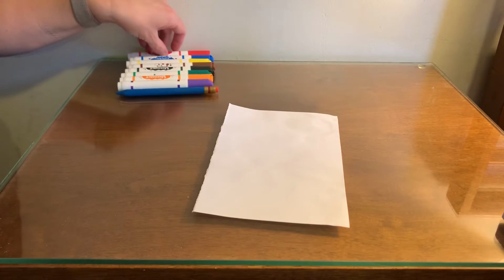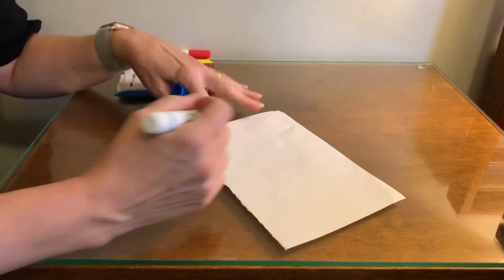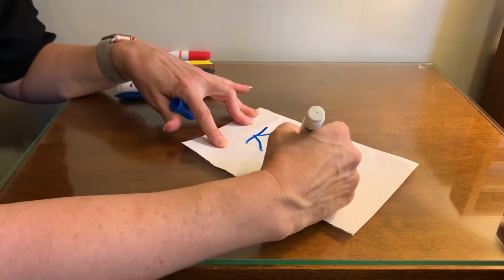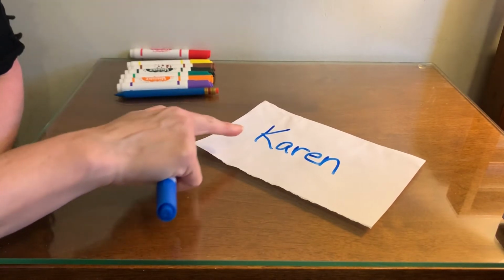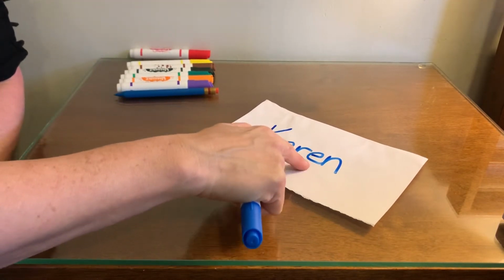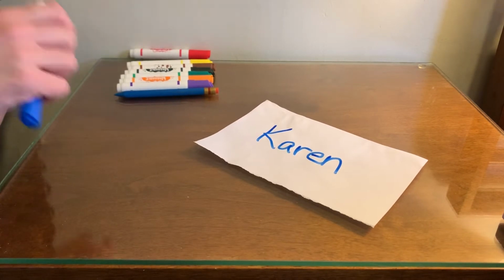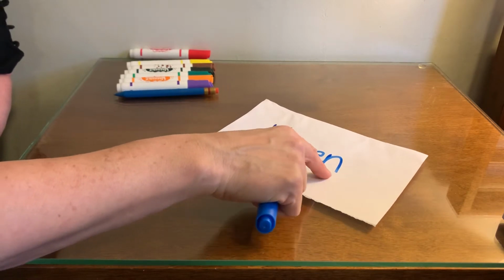The first thing you're going to do is write your name. We'll have your child write their name. They can choose any color. Have them identify their letters, K, A, R, E, N. For older children, you can have them identify the letter sound, K, A, R, E, N.